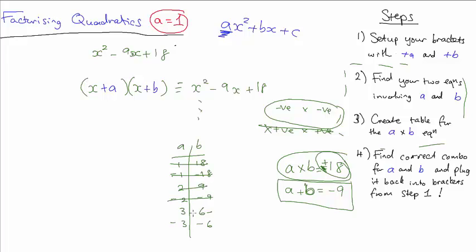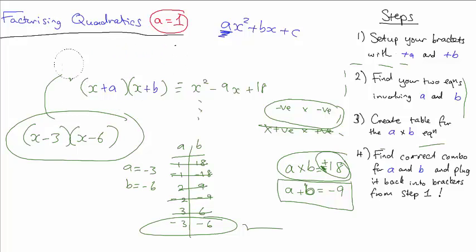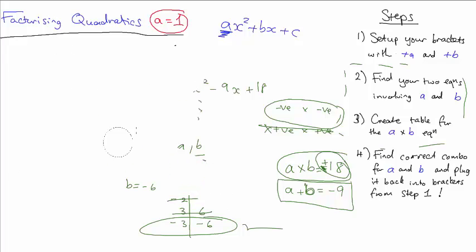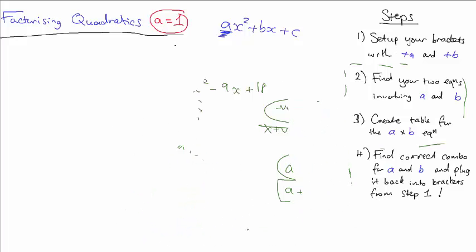This adds to give you 9, it's not that. This adds to give you minus 9, it's this one. So A equals minus 3, B equals minus 6. Plug those values back in. If you want, double check, multiply that out, you'll get back to that. So that's factorized now. Let's go for another example. Rather give you too many than too little.